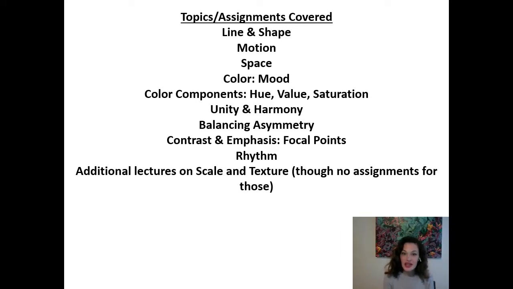We're going to cover line and shape, motion, space, color in terms of its mood aspects, its ability to influence the mood of the person seeing the color, as well as the technical components of color, hue, value, and saturation. And then we're going to get into composition theory with unity and harmony, how to make an artwork look cohesive, how to balance asymmetry, how to establish a focal point, and how to create a rhythm in your artwork, and how that rhythm will also help affect the mood. Color and rhythm are 2 of the main things that affect mood in artwork and how it's read. We'll also talk about scale and texture in this class.